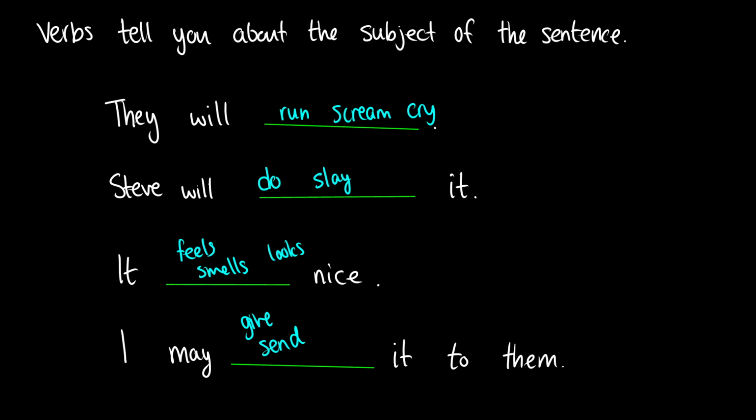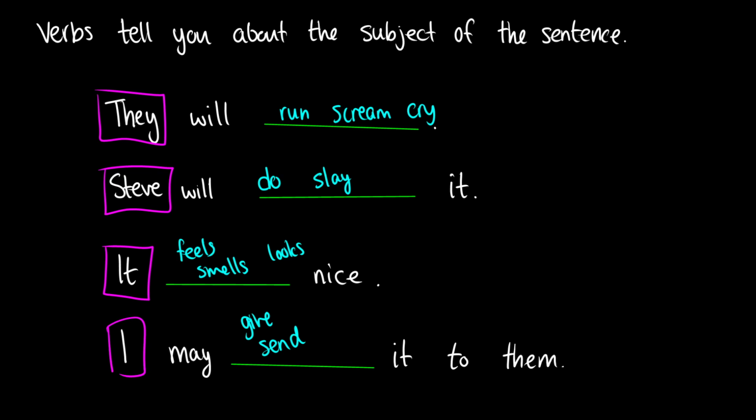So you can use these sentence frames in order to identify verbs, but in general, the point of a verb is to tell you about the subject, whether that's about what the subject does, what the subject feels, it just talks about the subject. So in this case, run, scream, and cry is talking about what they are doing. Steve will slay it, Steve will do it. This is talking about what Steve will do. It feels nice, it looks nice, it's describing it. I may give it to them, I may send it to them. It's talking about what I is going to do, or what I am going to do. I say I because I'm referring to the word I for is. I. That is what I is going to do.